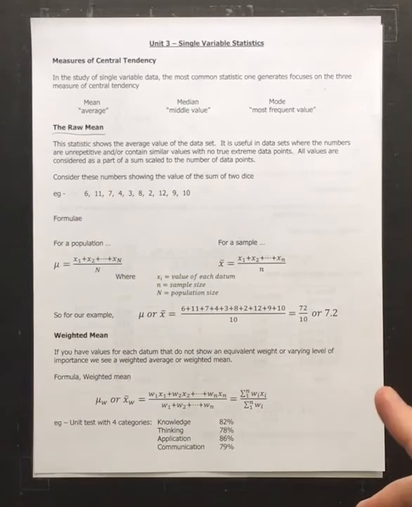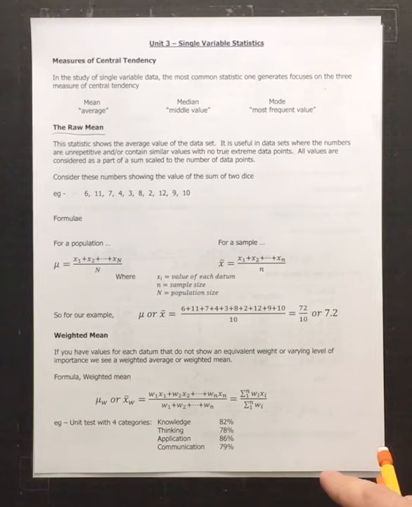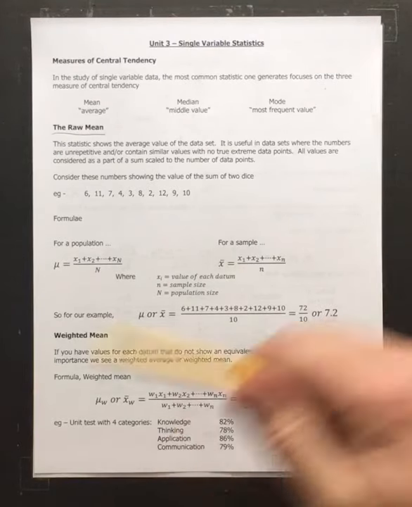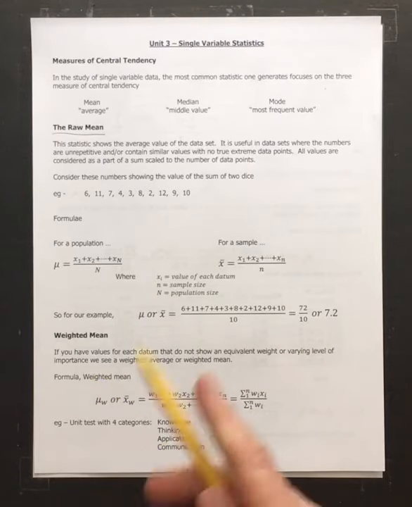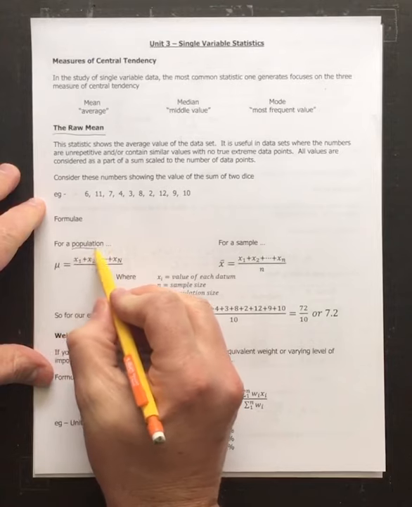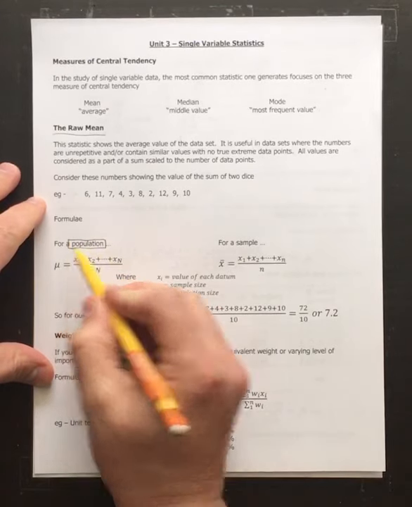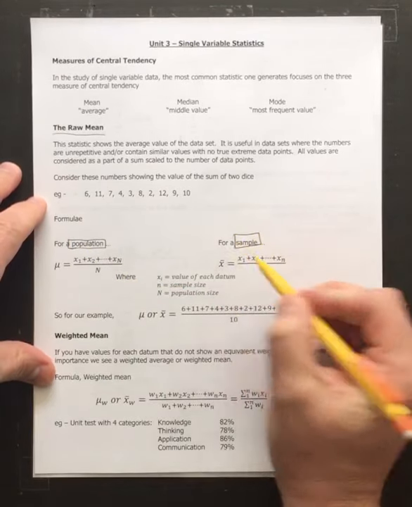Okay, and I'll show you an example where the median would be better to use than the mean a little bit later on. Anyway, to the raw mean. Now, a little bit of terminology to start with. First of all, we do have different formulae and different letters that we use for a population and for a sample.